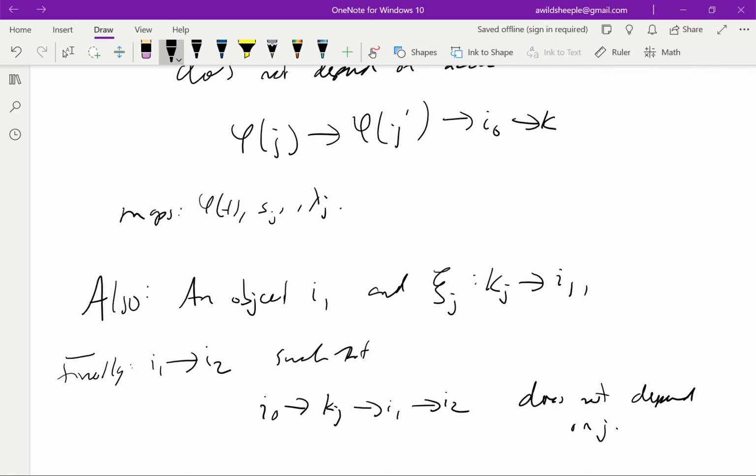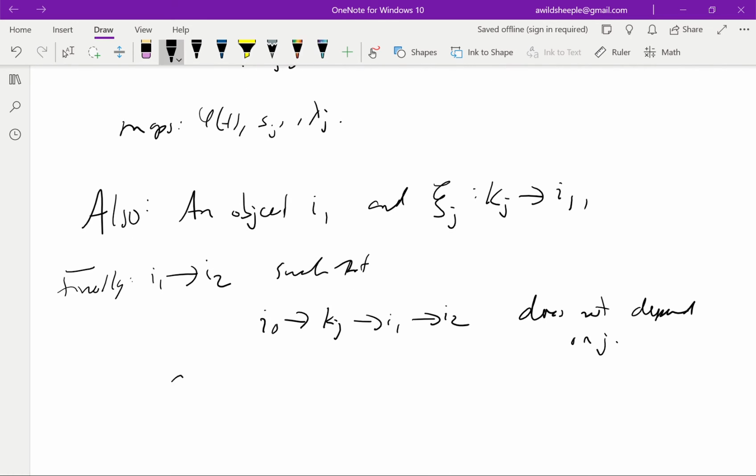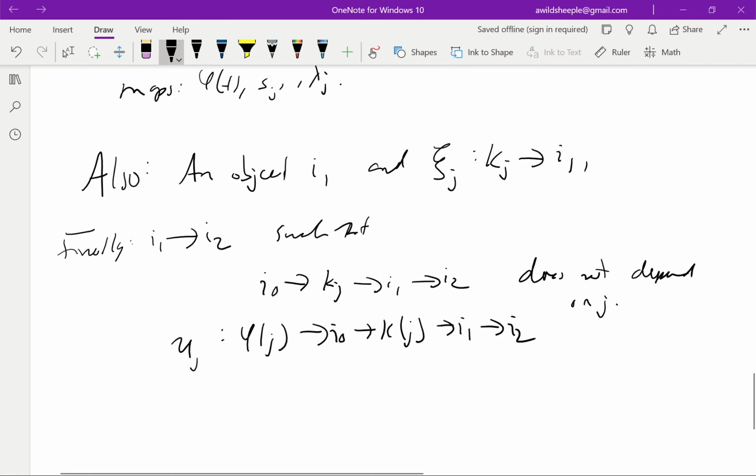And so this family of morphisms that we've constructed, we can call these Uj. We have Uj, which goes phi j to I0 to Kj to I1 to I2 by putting all this together. This defines an element of the desired limit. So the limit is not empty.